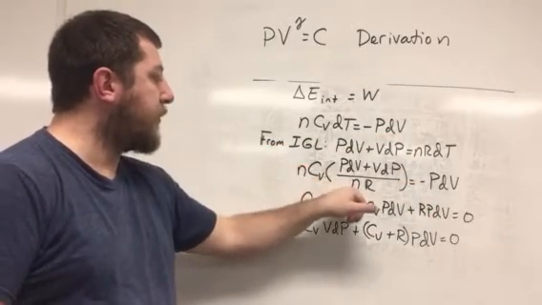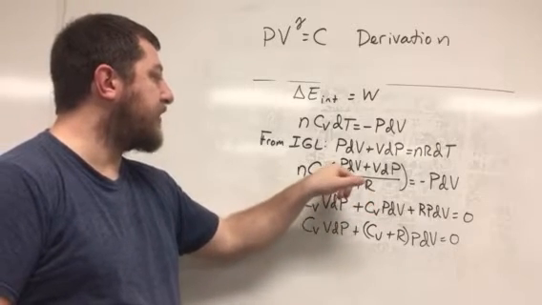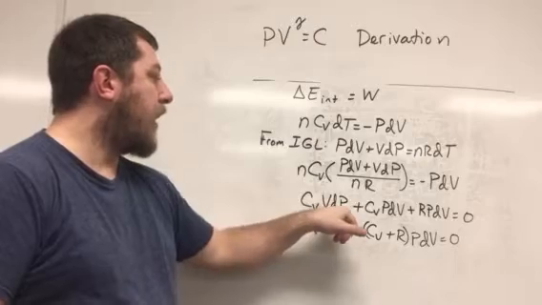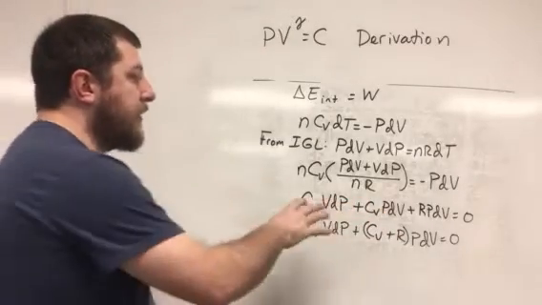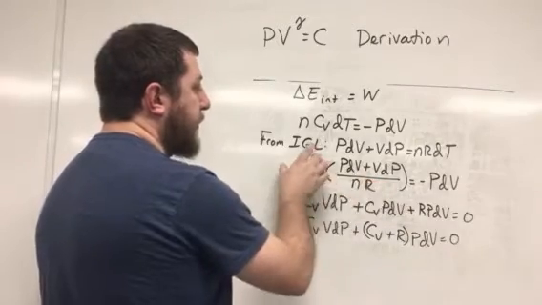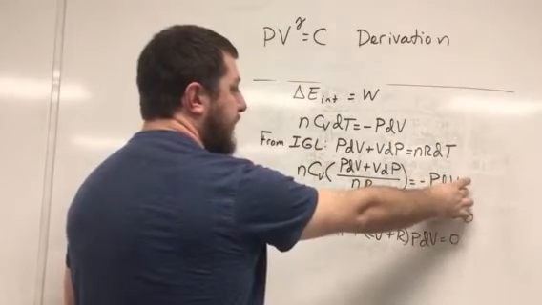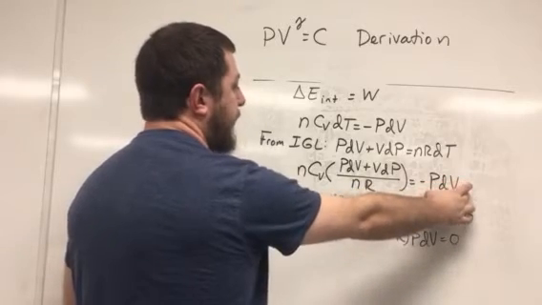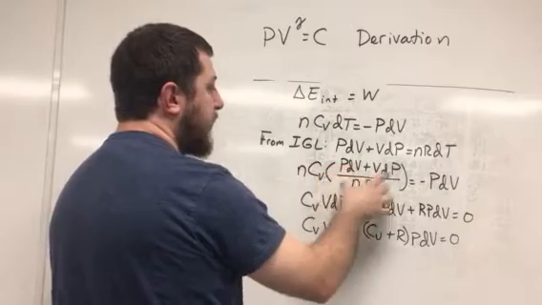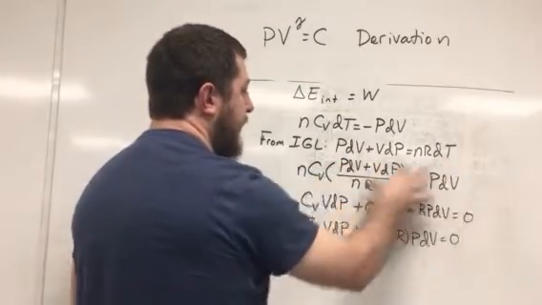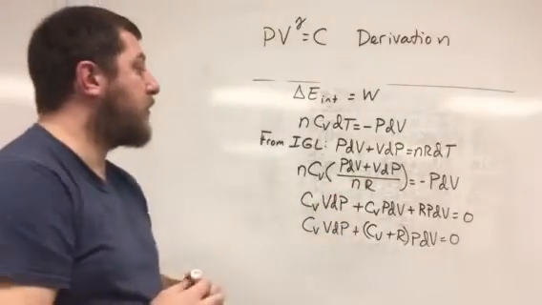So my n's are going to cancel out, and I'm just going to be left with CV times the parentheses, PdV and VdP, but I wrote it in this way because if I multiply both sides by R, then over here I'm going to get negative RPdV, and here I have CV PdV. So I have two terms that have PdV in them. So I'm going to group those two terms together.